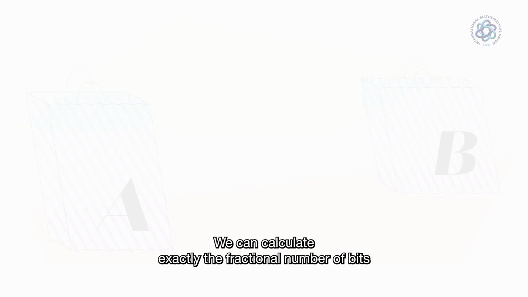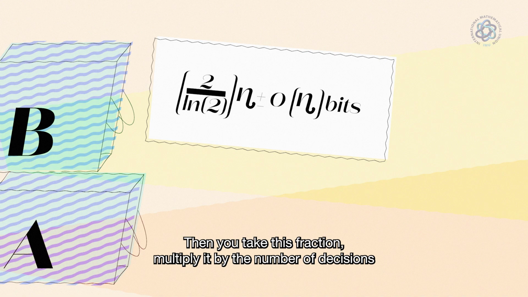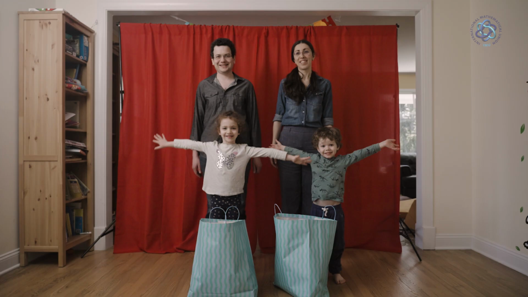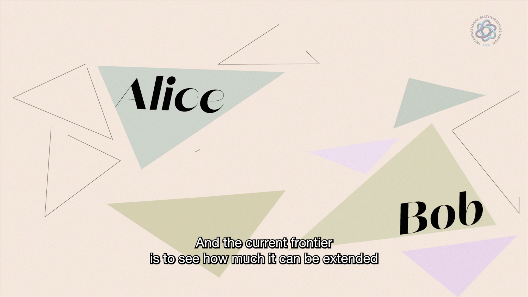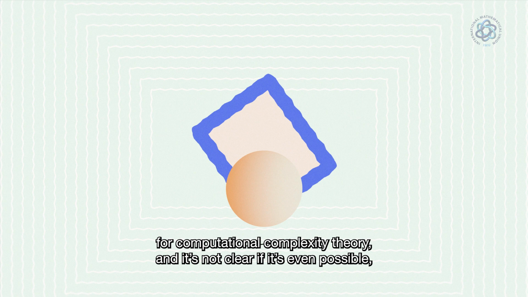We can calculate exactly the fractional number of bits we need in order to decide whether we have a panda in common or not. Then you take this fraction, multiply it by the number of decisions you need to make, and you have the answer. Within communication complexity with two parties, this worked out pretty nicely. And the current frontier is to see how much it can be extended past two parties, or if there is an actual stumbling block.